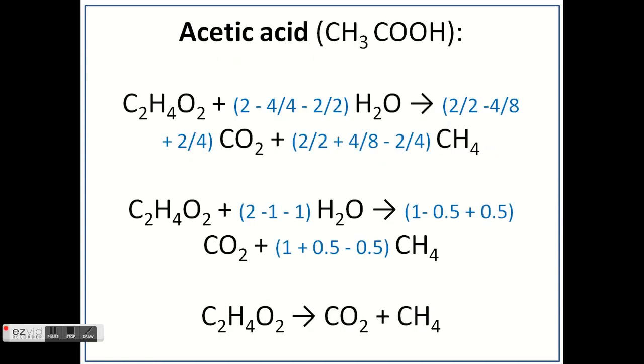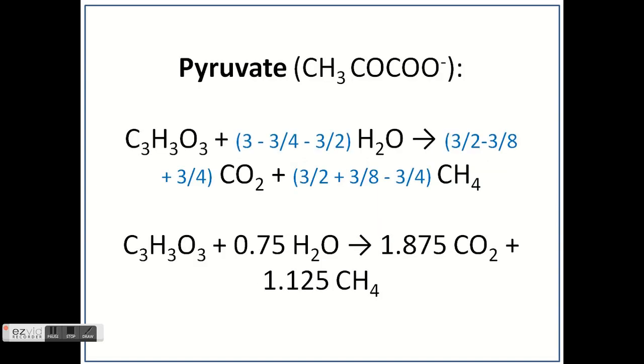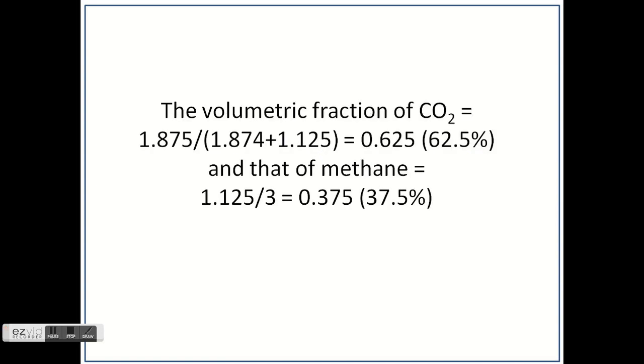So 1 mole of pyruvate will produce more biogas, but the quality of this biogas is lesser because a higher proportion of that biogas is CO2, whereas acetic acid has 50% methane, 50% carbon dioxide. This has relatively less methane. Carbon dioxide is non-combustible, so it's just going to absorb some of the heat because it's going to be heated up if combusted, and that would reduce the overall heat.